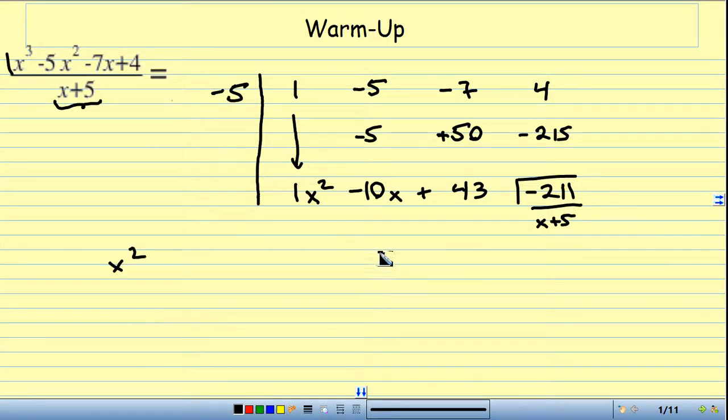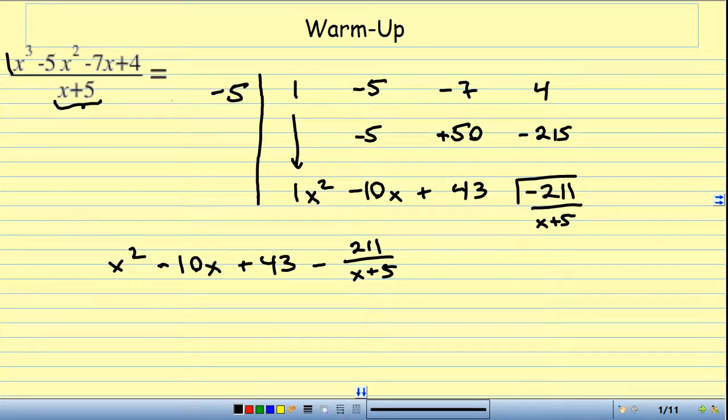x squared, because I don't need this one. It's just x squared minus 10x plus 43 minus 211 all over x plus 5. And there you are. That's our warm-up.